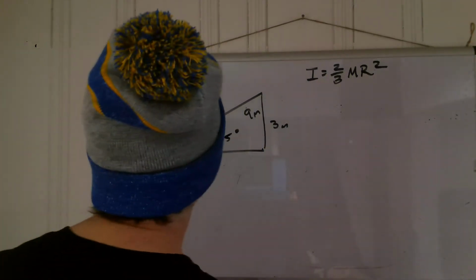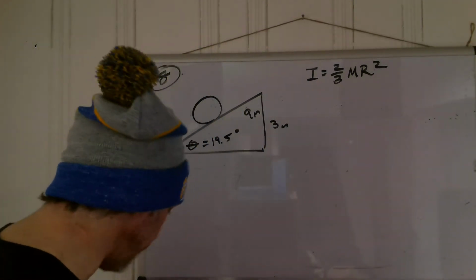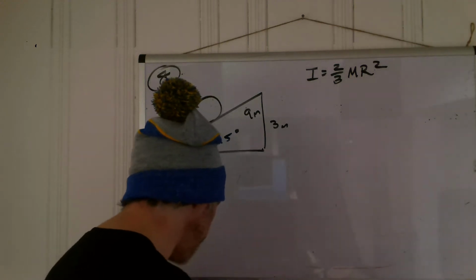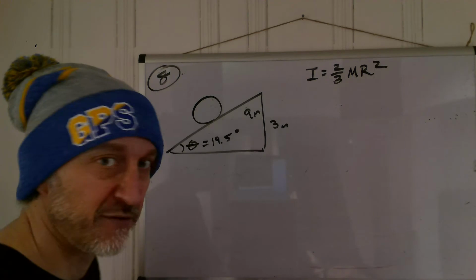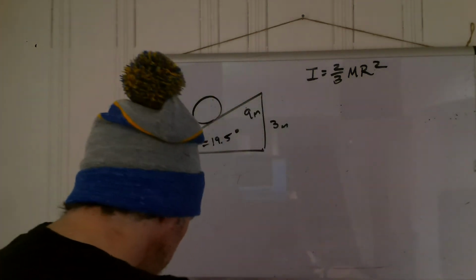All right, so here we go. This one is actually really similar to the one earlier on the sheet where we had to find the angle of the inclined plane. It's basically just making sure that you know how to derive the acceleration of a thing rolling on a plane.